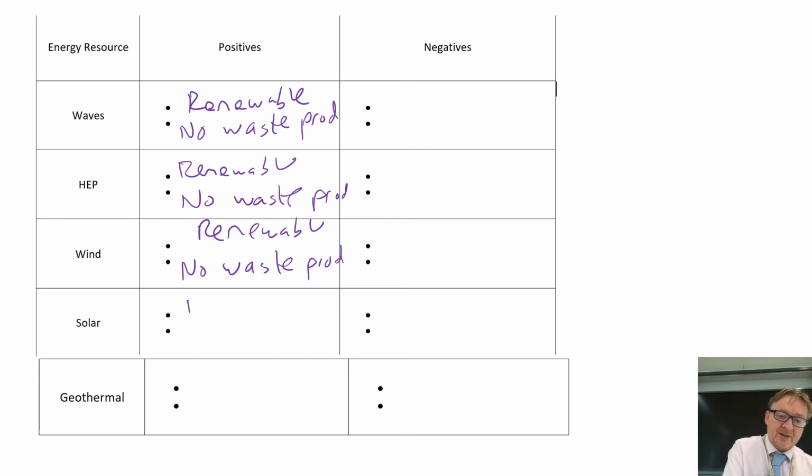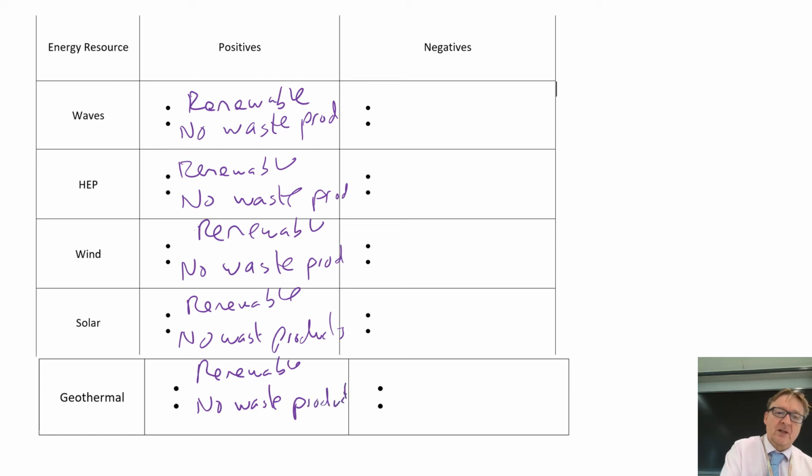Now there are other things that we can talk about a little bit. Solar is exactly the same: it's renewable, it's infinite, and there are no waste products. Geothermal is renewable again, and there's basically no waste product, so no gas is given off. They're all kind of the same really.